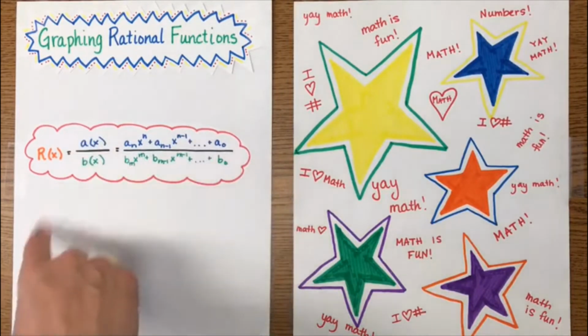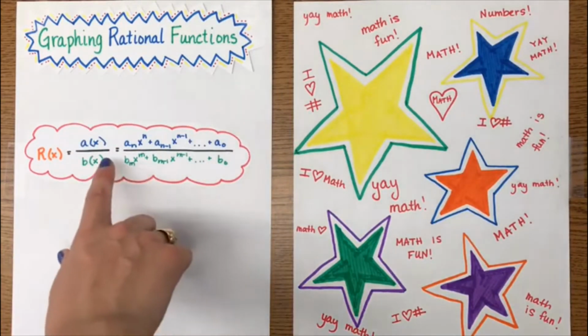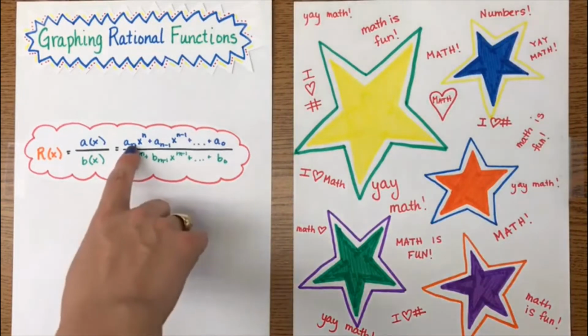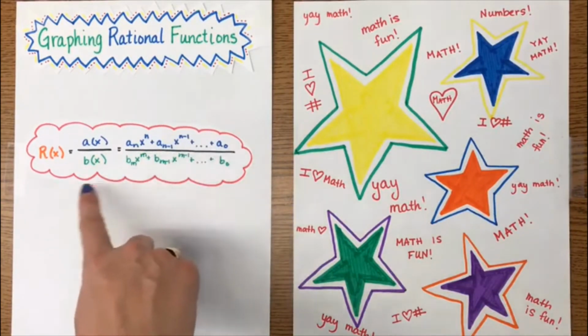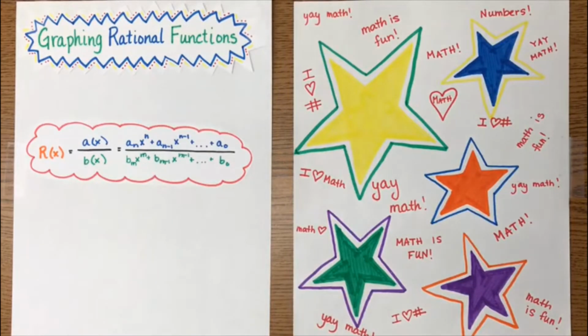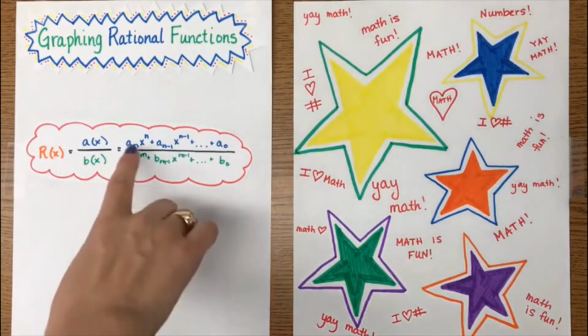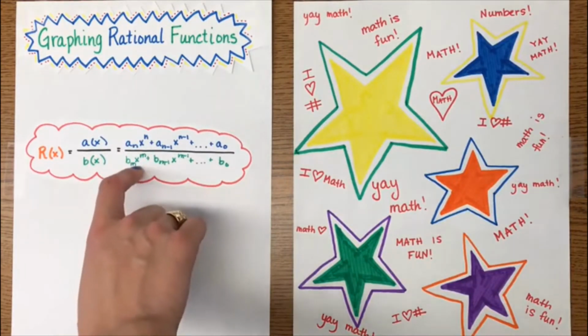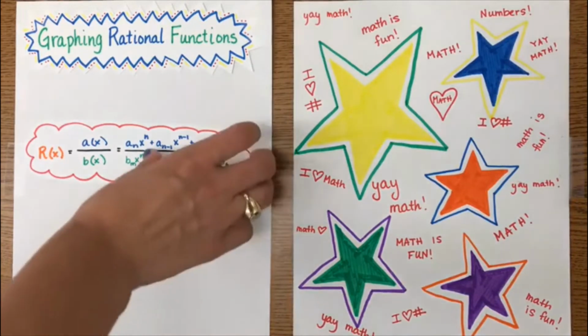So we'll define our numerator as a of x, a polynomial having terms a sub n times x to the n, plus a sub n minus 1 times x to the n minus 1, all the way down to a sub 0. And b of x is b sub m times x to the m plus b sub m minus 1 times x to the m minus 1 plus terms all the way down to b sub 0, where a sub n, a sub n minus 1, and b sub m are all coefficients. So I have a leading term in the numerator of a sub n times x to the n and a leading term in the denominator of b sub m times x to the m.